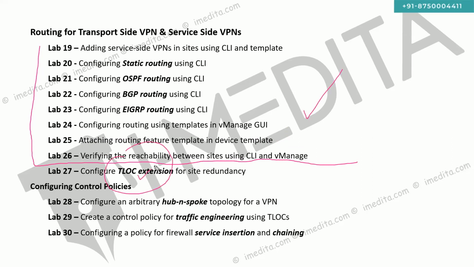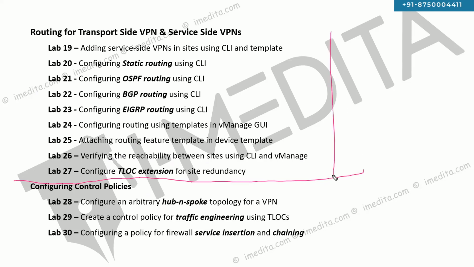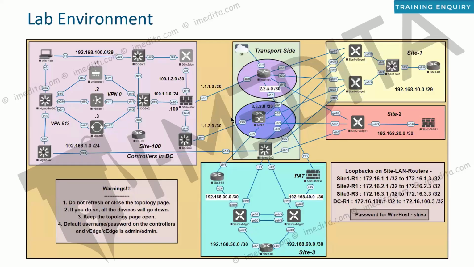Additionally, a concept called TLOC extension. We'll talk about that later. By the end of these approximately 20-25 small labs, we will be done with our routing section. We will have end-to-end reachability between any 2 devices in our lab topology.